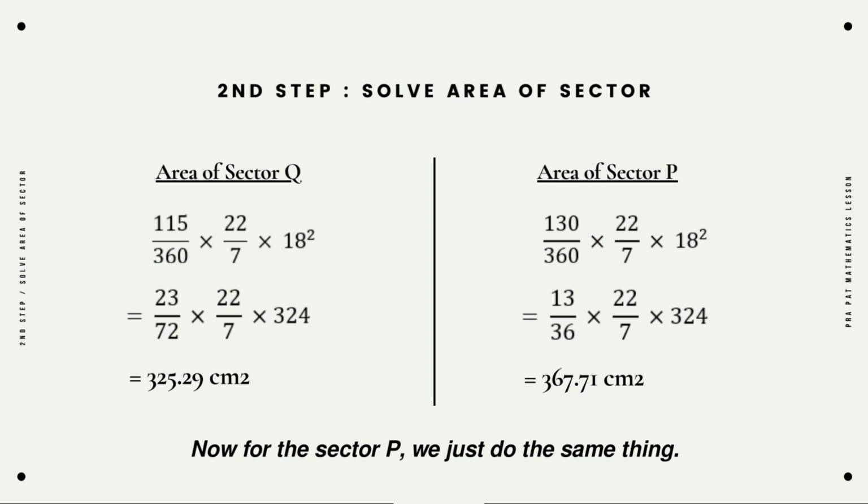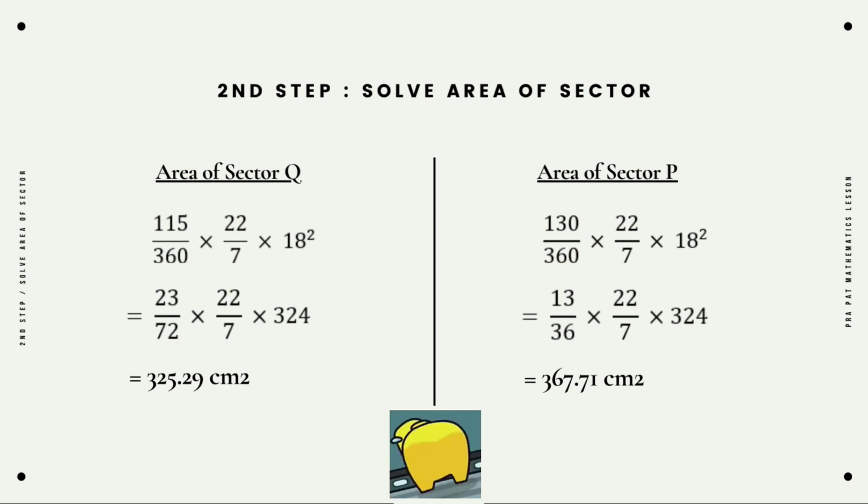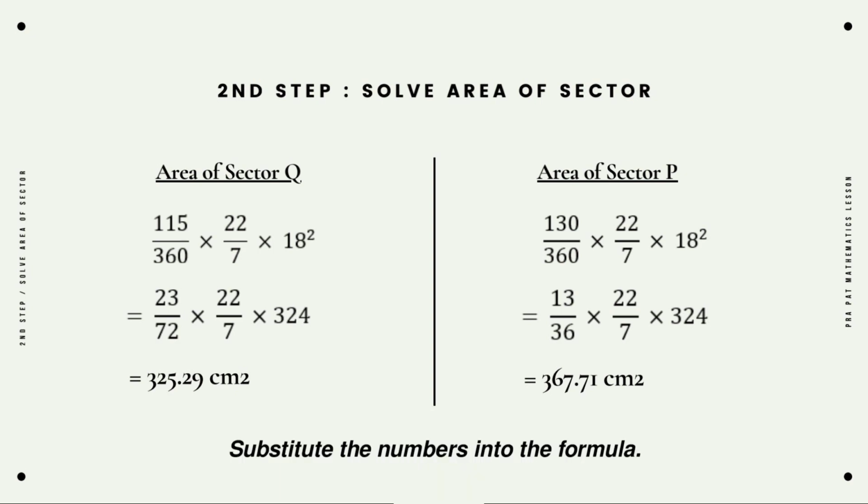Now, for sector P, we just do the same thing. I meant substitute the numbers into the formula. We will get 130 over 360 times 22 over 7 times 18 squared. Divide the numbers and open up 18 squared, we will get 13 over 36 times 22 over 7 times 324. And we put that number in the calculator and we get 367.71 centimeters squared.